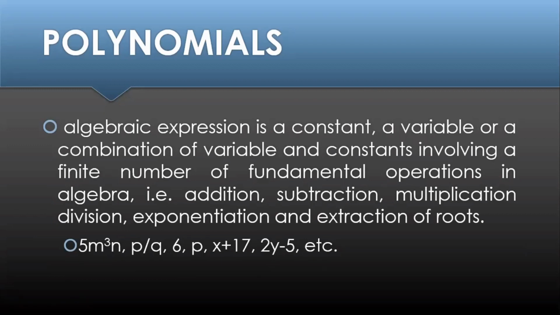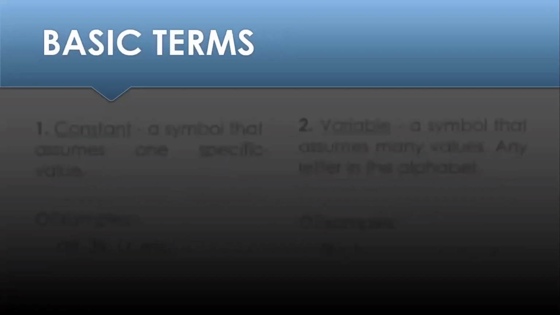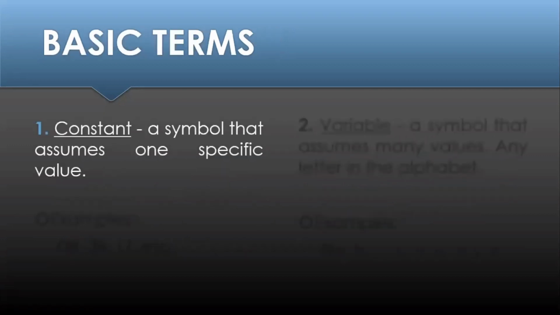For you to fully understand what polynomials are, here are the basic terms that we use. First is the constant. It is a symbol that assumes one specific value. As you all know, constant is just basically the number itself. So we have examples 8, 38, 17, and any number that you could think of. So that is considered a constant.